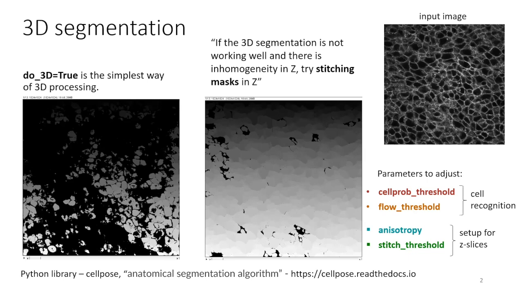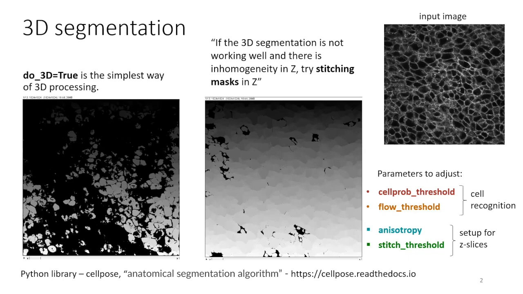And there are 4 parameters to put: cell prop, flow, anisotropy, and stitch threshold. Actually, I'll explain later what each one of them means. So I like to group them into groups.